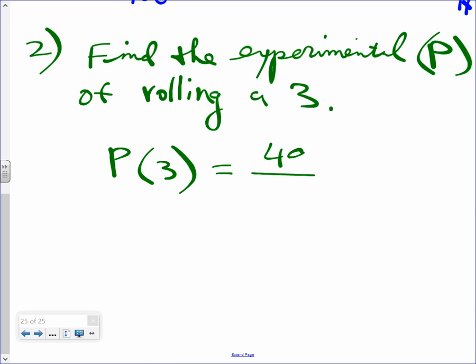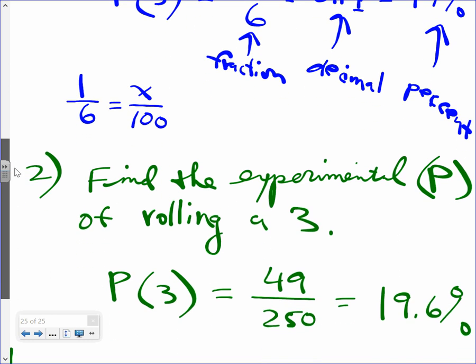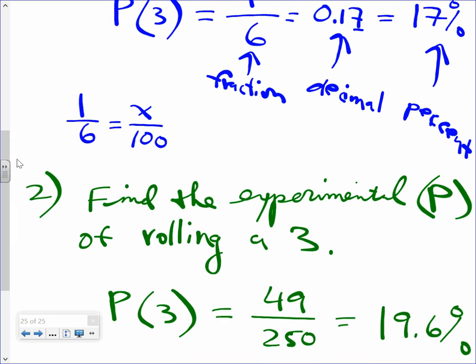49. The total number of trials, we added them all up today, 250. And we calculated it as what? 19.6%. I did it right there on the board. So we're going to end our notes now. Look at the experimental probability and look at theoretical probability. How far is real life away from theory? Not that much. It's about 2.6 percentage points away.